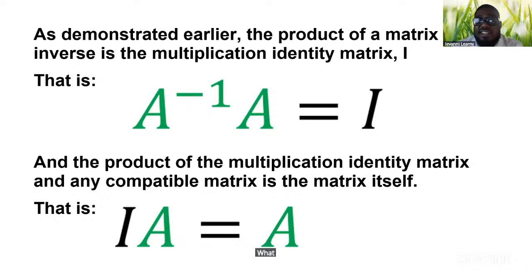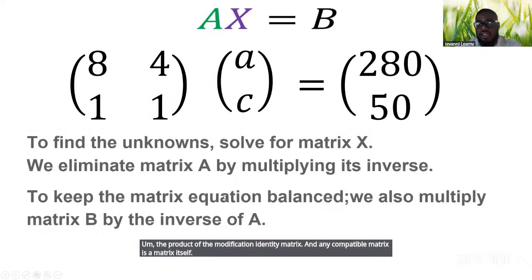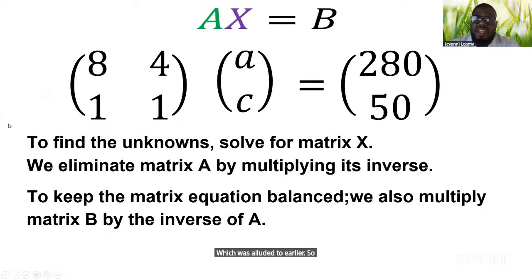What do we get? We get A. So when we have the identity matrix I, when we multiply it by any matrix, we will get that matrix that we would have multiplied I by, which is A in this scenario. So this is how we show that the product of the multiplication of the identity matrix and any compatible matrix is the matrix itself, which was alluded to earlier. So this is where we're at right now. We need to find the unknowns. We need to ask ourselves, how do we find matrix X? How do we find it?